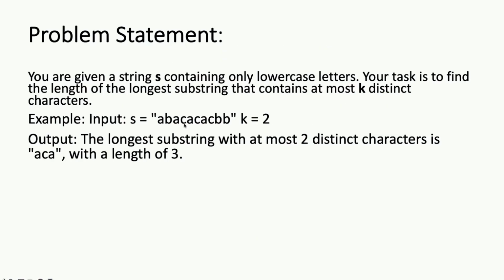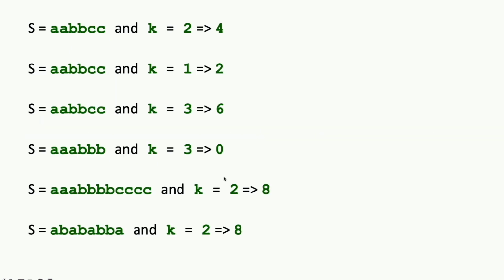If you consider this string, it consists of 3 distinct characters and the requirement is to find a substring with at most 2 distinct characters. So in this case, the answer is 3 because the possible substrings are ECE or EBE. I prepared other examples to make this clear.